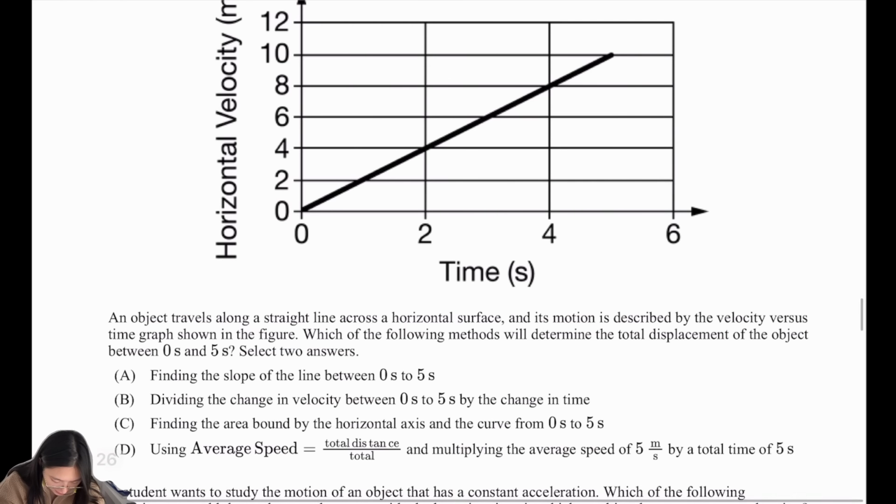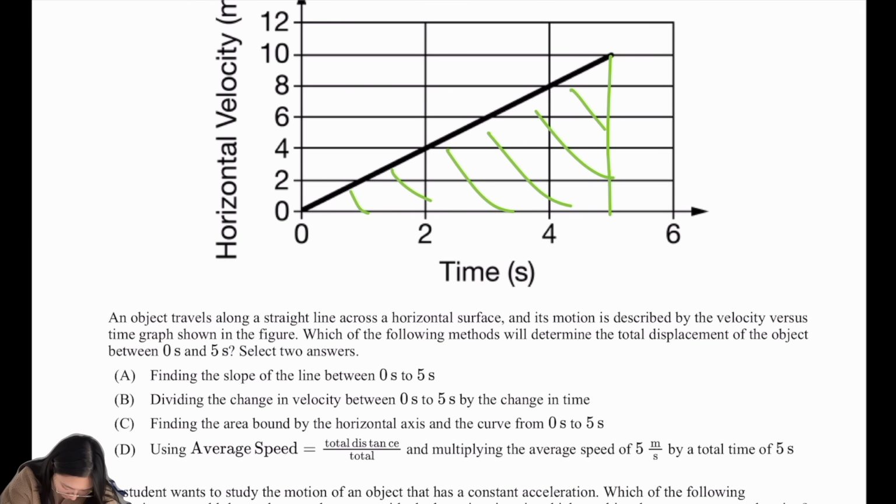Next, question number 16. An object travels along a straight line across a horizontal surface, and its motion is described by the velocity versus time graph shown in the figure. Which of the following methods will determine the total displacement of the object between 0 and 5 seconds? Again, velocity versus time graph, and it's moving only along the horizontal surface. So it's going to be the area under this horizontal velocity versus time graph.